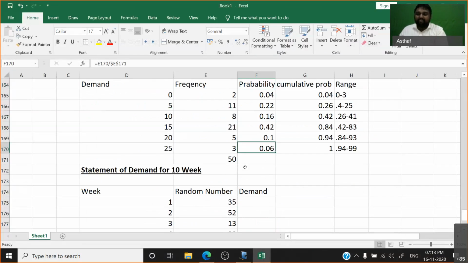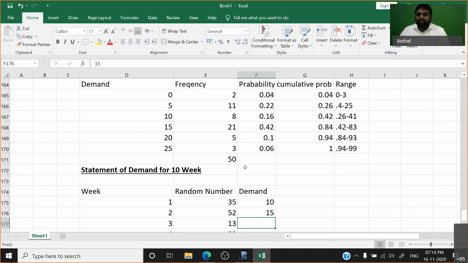Our first random number is 35. See, look here. 35 is coming under which range? 35 is coming in 26 to 41. For 26 to 41, the corresponding demand is 10. So it will be 10. Next, 52. 52 is coming under the range of 42 to 83. For this 42 to 83, the demand is 50.